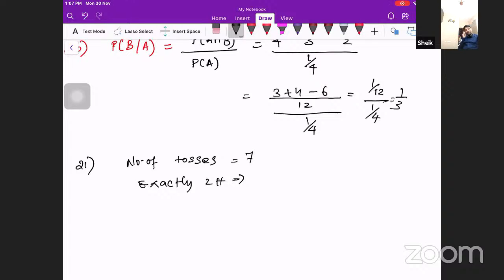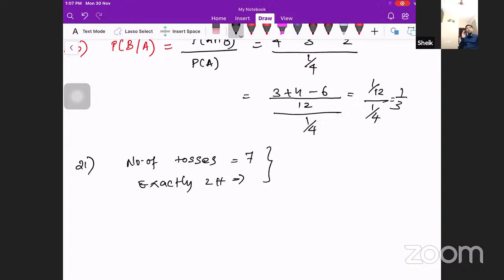I will give you one shortcut here. Not only for 7 coins, even for 20 coins, 30 coins, anything, you can apply it. Actually, this problem should be done by using binomial distribution, but binomial distribution is not needed. Just follow the shortcut. Look at this, my dear.